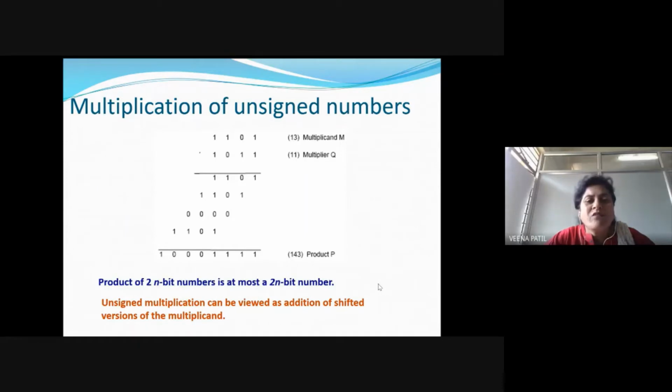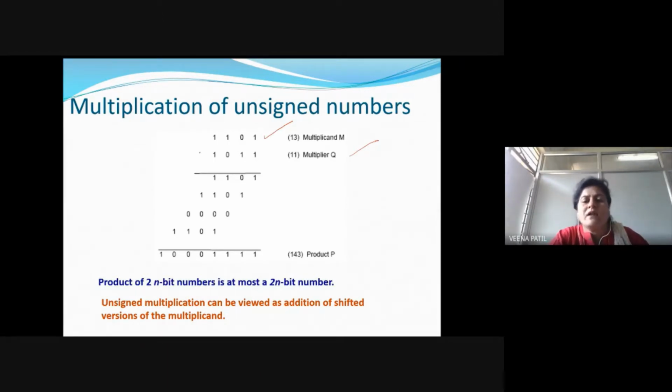Okay, so let's see one simple multiplication. Though you have done multiplication of decimal numbers, today we are going to see how to perform multiplication using binary numbers. So the binary representation of 13 and of 11 is there on the slide. 13 is represented by 1101, whereas 11 is represented as 1011. Now, how to perform multiplication?